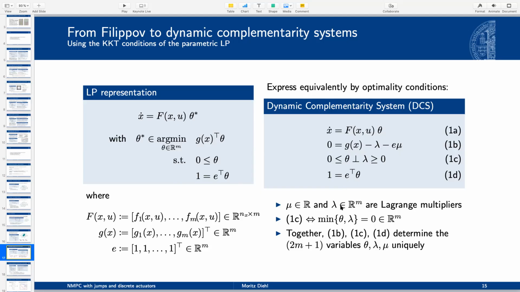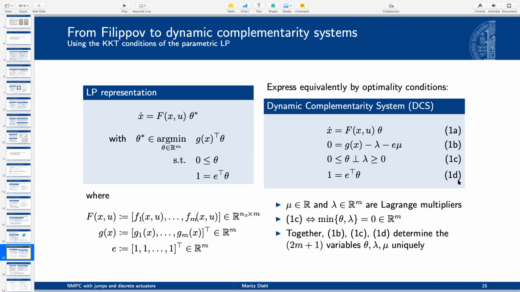And one interesting thing is that these equations 1b to 1d, and that's now interesting, they somehow implicitly are exactly 2m plus 1 conditions on the 2m plus 1 variables. Yeah, so m is the number of systems. For each system, we have a theta. For each system, we have a lambda. And we have one mu. And the number of equations, 1b to 1d, is exactly the right number of equations. I mean, that doesn't mean that it's uniquely determining, and there are some corner cases where it doesn't. But in general, under some regularity, it's exactly the right number of equations for the unknowns.